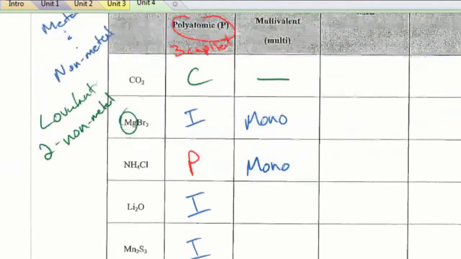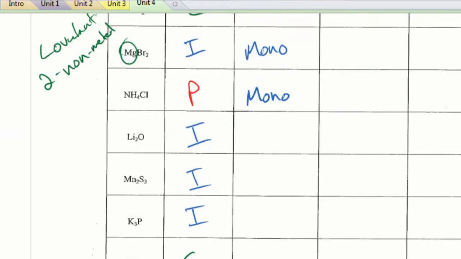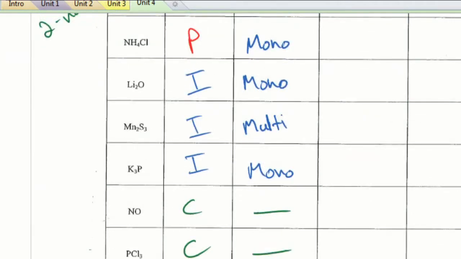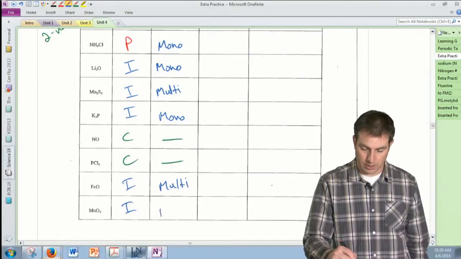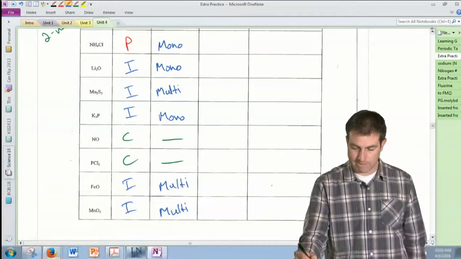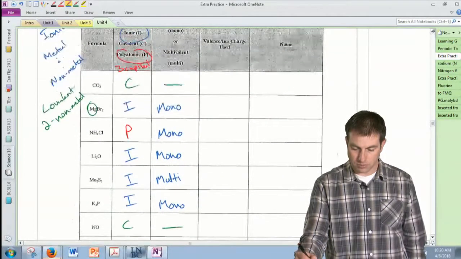Lithium. Find lithium on the periodic table. That guy's in the first column. Only one charge. Mn, manganese, has many possible charges. Potassium, mono. Finish this off. Iron, it's multi. And manganese again. There you go.